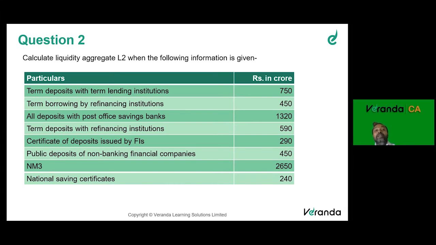Next comes the liquidity L2. L1, whatever we have defined till now, which is what we are going to compute here, plus term deposits with term lending institutions and refinancing institutions. That is all financial institutions like NABARD, IFCI. So whatever they are having as deposits, even that we are considering, plus term borrowing by financial institutions, plus certificates of deposit issued by financial institutions.